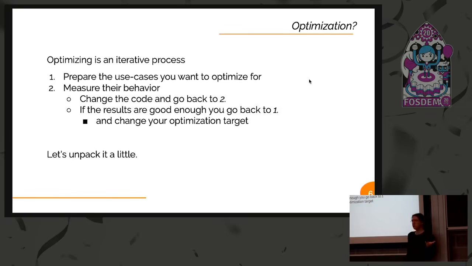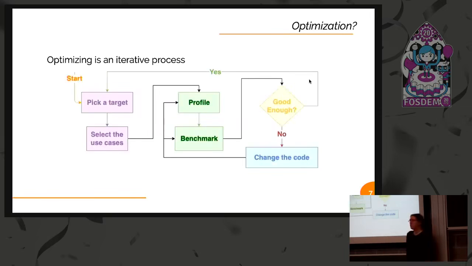So, fairly simple, right? Who did something like that? Please raise your hand. Okay, nothing new. So let me unpack a little for the people that didn't experience that. We start, we pick a target, we select the use case. When we are measuring, splitting the task in two, we profile and we benchmark. The two things are a little different, even if they are sort of synonymous. Then we do our evaluation, and then we change the code, and the loop continues.